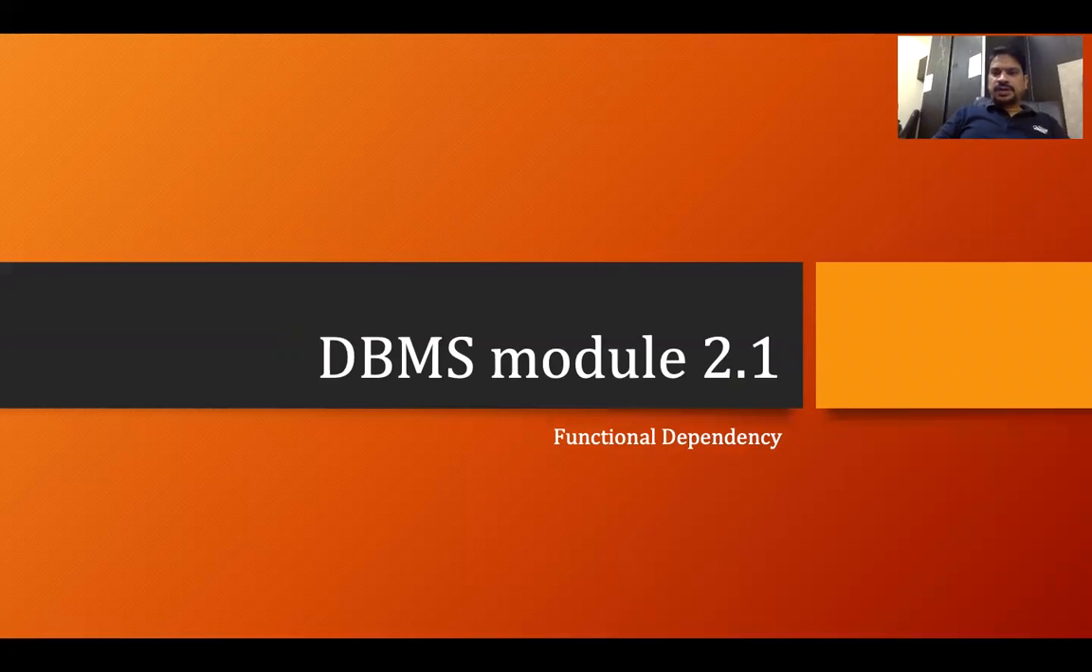So let's start this particular topic, which is called functional dependency. Functional dependency, as you can see, has two parts, functional and dependency. But it is talking about dependency of the relation. A relation means a table in a relational database management system. In the relational database management system, if I say relation, it is nothing but a table.